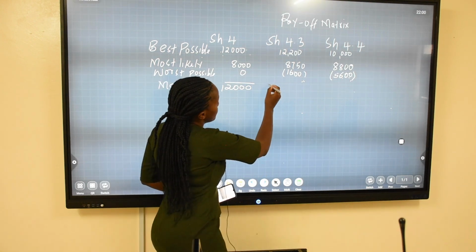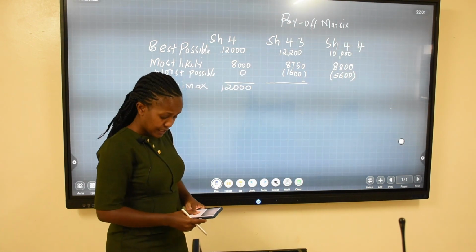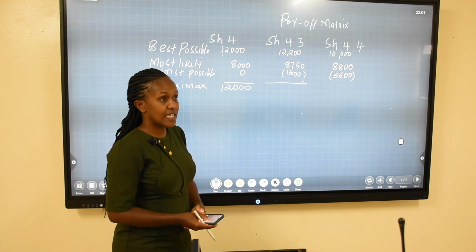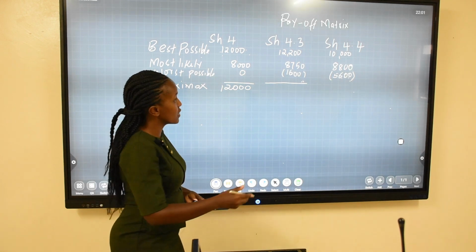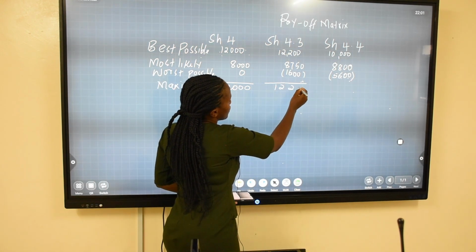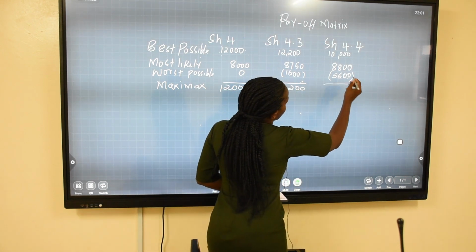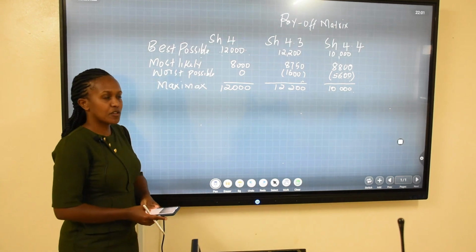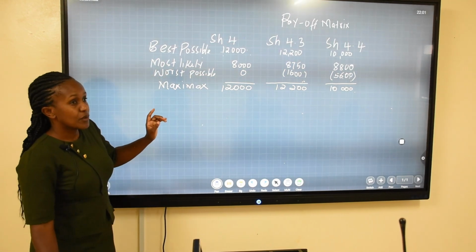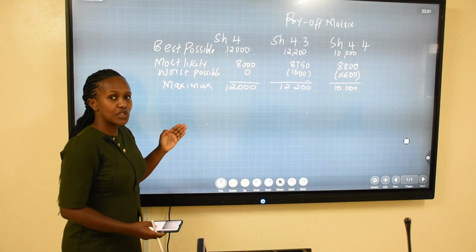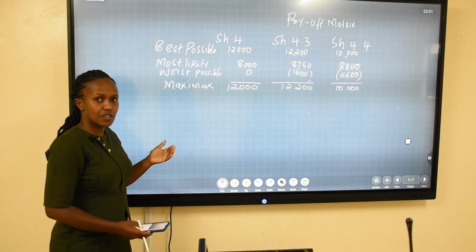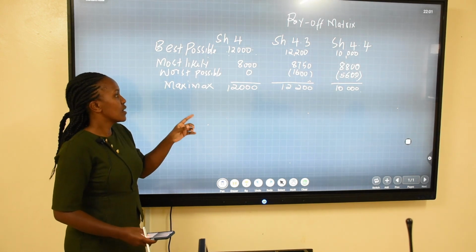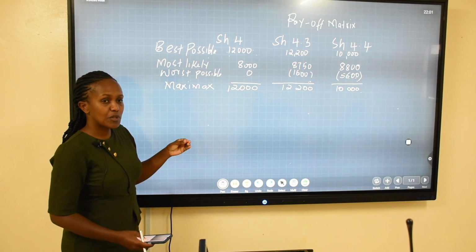Looking at the second alternative, setting the price at shillings 4.3, the best payoff in that alternative is 12,200. And in the last one, it is 10,000. These are the maximum payoffs. So we said this criteria is attractive to risk seekers. They choose the best alternative despite the likelihood or the chances that it may occur. So they choose the best alternative in anticipation of high returns.